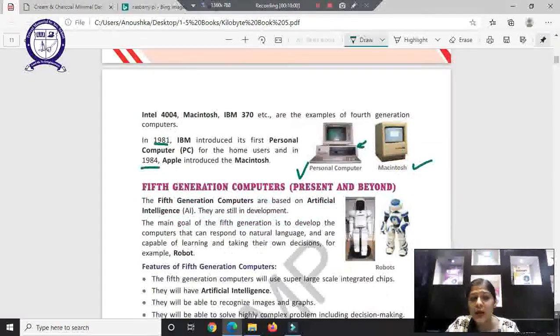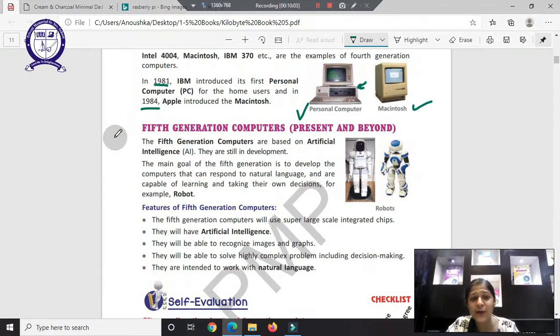Now, fifth generation computers is what we will talk about, and with which our chapter will be over. So fifth generation computers are based on artificial intelligence. They are still in development, and all these robots, so fifth generation computers are the ones which can be found in the present or beyond. They are a very futuristic approach. They are based on artificial intelligence and they are still nascent. They are developing. Have you seen devices such as Google Home or Alexa, which are capable of learning and taking their own decisions? They can respond to us in a very natural way.